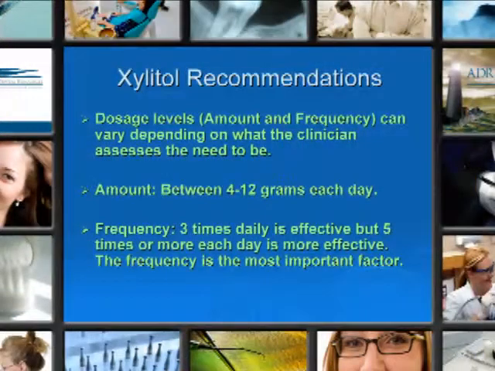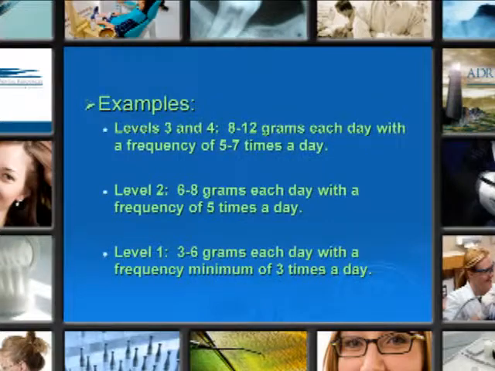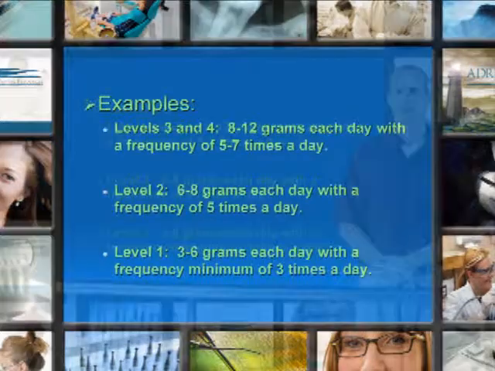Dosage levels can vary depending on what the clinician assesses the need to be. Again, higher risk, more times per day; lower risk, fewer times per day. Examples of a protocol: levels 3 and 4, 8 to 12 grams each day with a frequency of 5 to 7 times. Level 2, 6 to 8 grams each day with a frequency of 5 times a day. And level 1, 3 to 6 grams each day with a frequency minimum of 3 times a day.